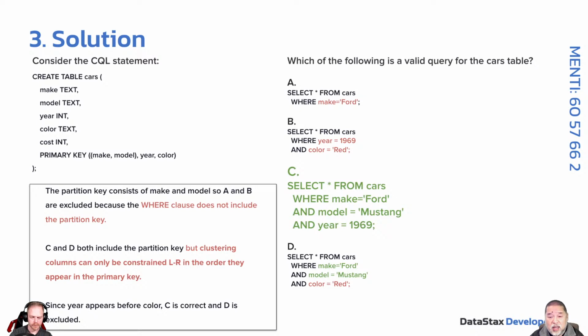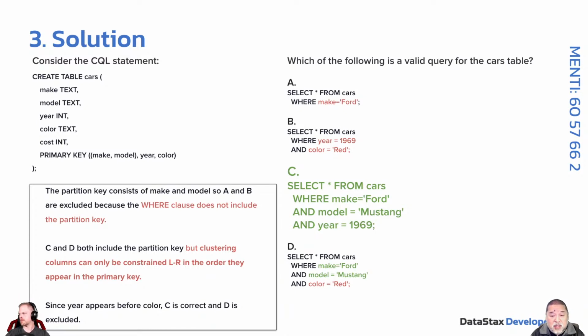So let's take a look at the selects. The question is, what is a valid query for this cars table? Well, the first one, select from cars where make is Ford, is invalid right away, because in Cassandra, the query pattern we're going to want is either partition per query, so queries within a single physical partition, or a small number of partitions per query.